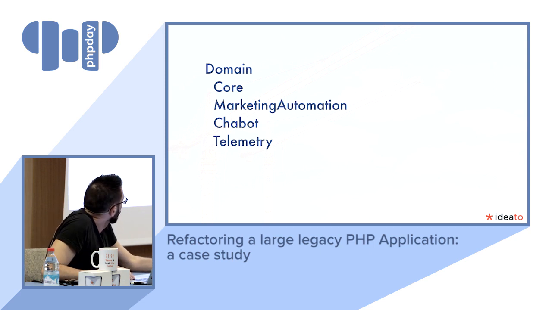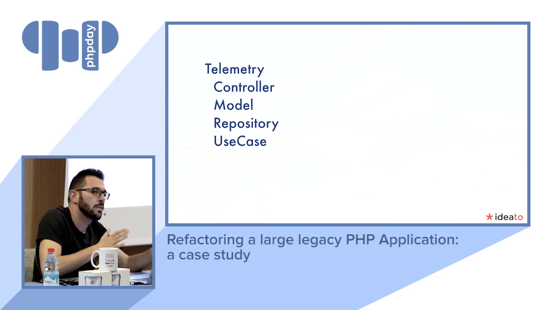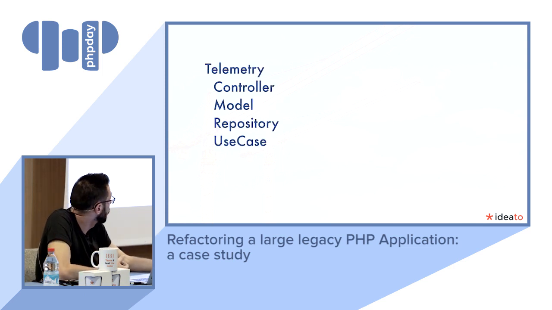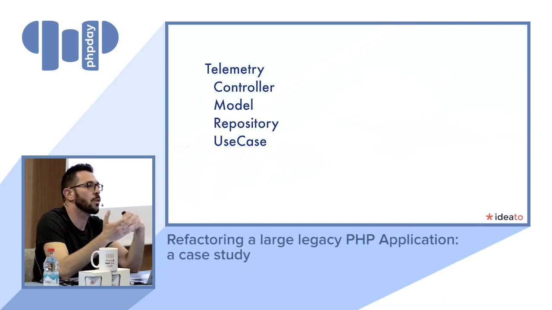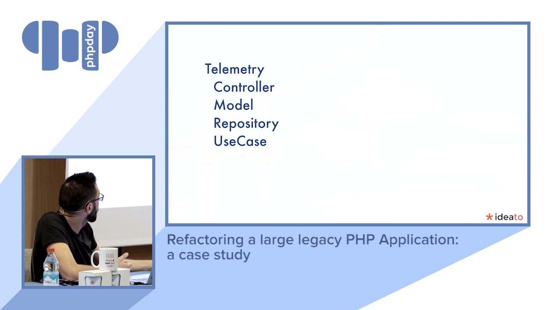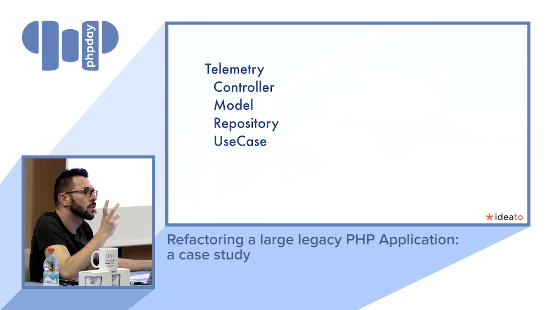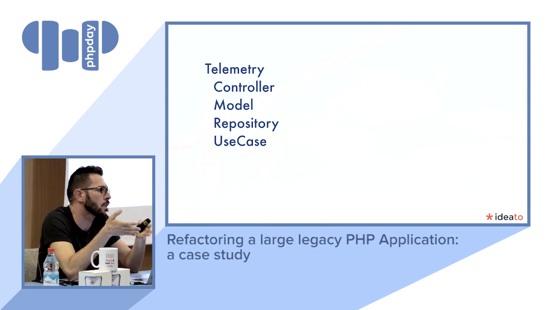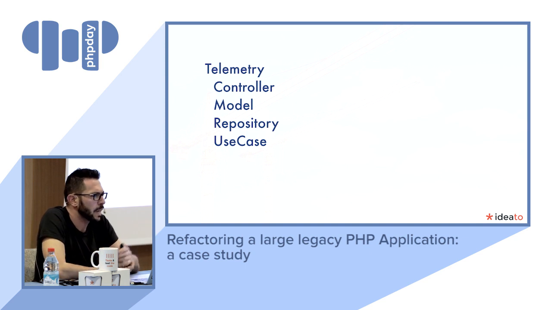Inside every one of these contexts, we try to maintain a similar pattern. So this is an example for the telemetry context. Now we have controller, model, repository, use case. Again, it's the same as before, but since we gave a context, we have fewer classes, and it's easier to understand that everything I find here is related in some way to the telemetry concept. It's just trying to apply some DDD concepts to the directory structure. Make sense? Okay, sort of.